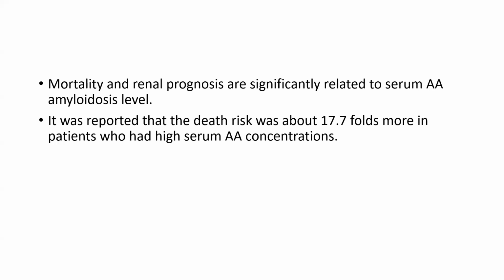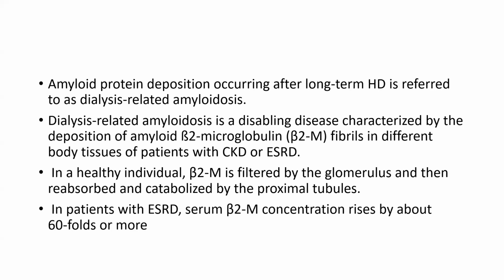Mortality and renal prognosis are significantly related to serum amyloidosis level. It was reported that the death risk was about 17.7-fold more in patients who had high serum AA concentrations. Amyloid protein deposition occurring after long-term HD is referred to as dialysis-related amyloidosis. Dialysis-related amyloidosis is a disabling disease characterized by the deposition of amyloid beta 2 microglobulin fibrin in different body tissues of the patient with CKD and end-stage renal disease.